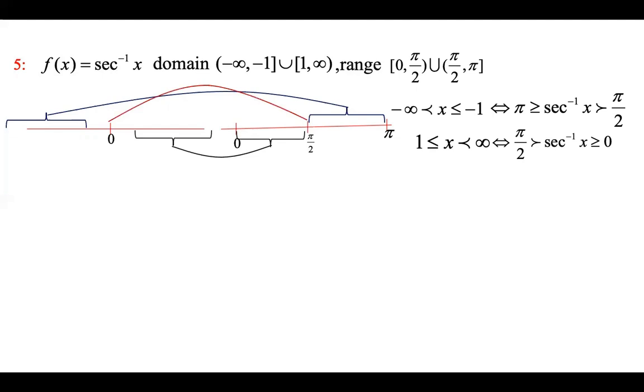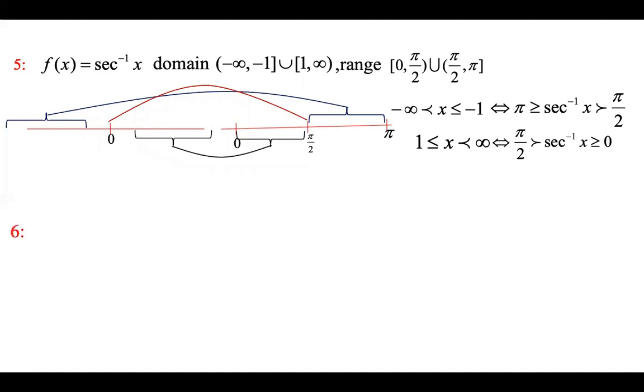And that middle point is not there in the domain. Therefore, the middle point will not come there. That is the reason this middle point is not there in the domain. Therefore, the middle point is not coming there.